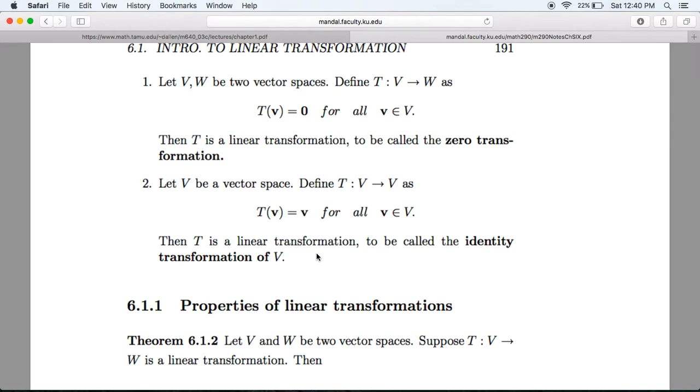Another trivial example is that of the identity transformation, where everything maps to itself. That is, if I take a transformation T from the vector space V to itself, and I define T of v is v, then I can check that this is a linear transformation, and it is called an identity transformation because the image is identical to the pre-image. And another nomenclature: a linear transformation from a vector space to itself is also called a linear operator. So T can also be called a linear operator.